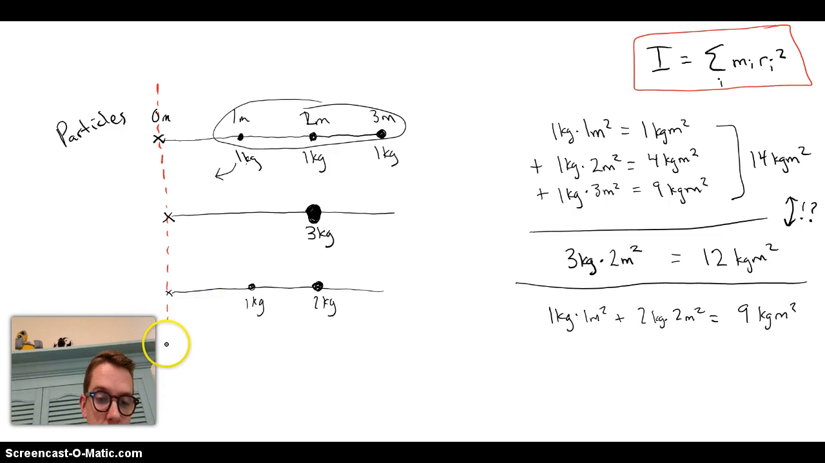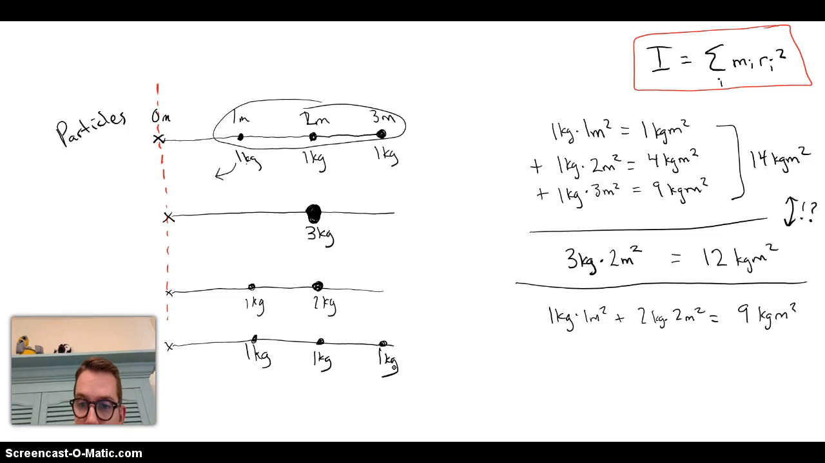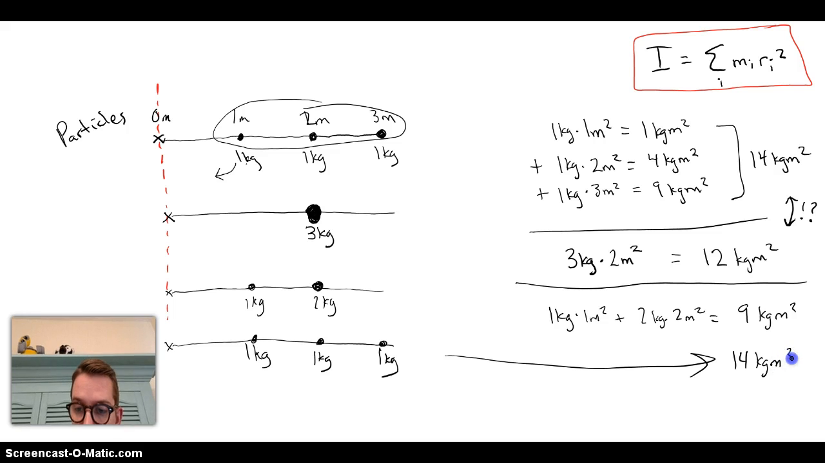Now let's do this one more time. Let's keep our 1 kilogram here, and let's break apart this 2 kilogram guy back into our 3 original pieces. So we've got, and now working out that same calculation from before, we get 14 kilogram meters squared.